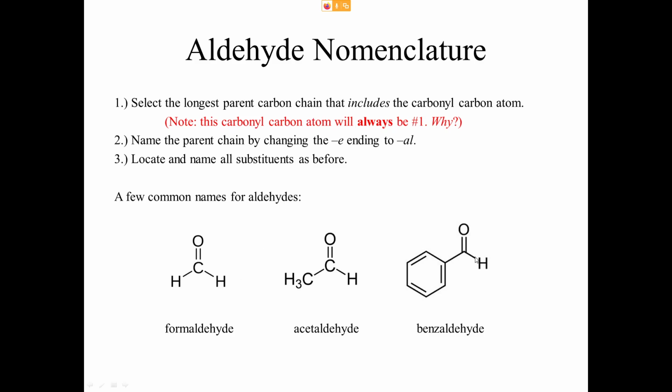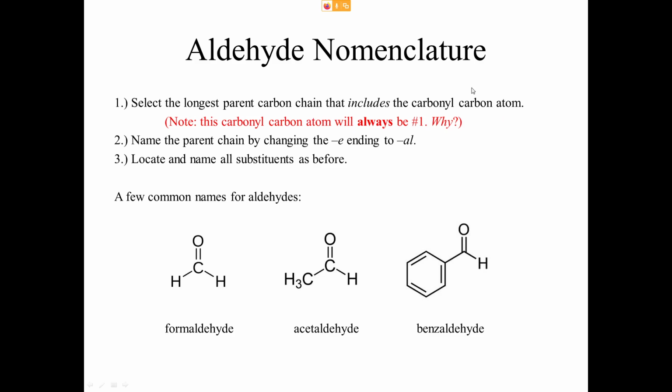So wherever I start, it must be number 1, because it can't possibly be in the middle of a chain. That would necessitate having carbons on each side, and we know it can't do that. So we always start counting the carbonyl carbon of an aldehyde as number 1, and find the longest chain. That makes it fairly easy.